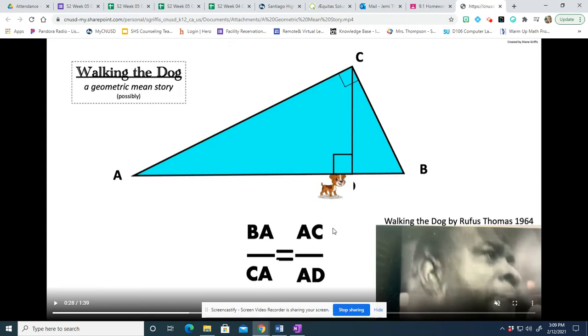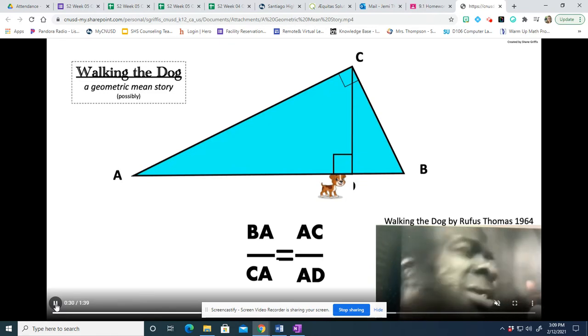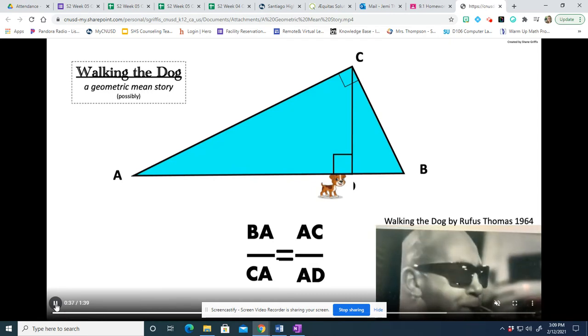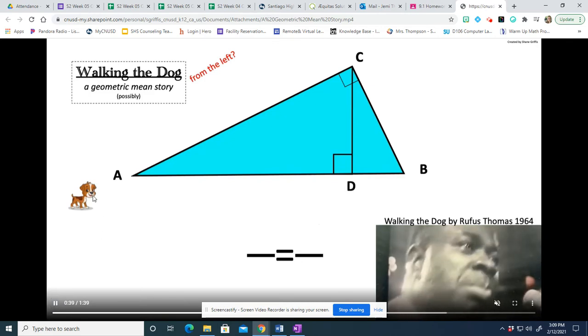So when I go back and talk about the rule, it says that the leg, AC, is the geometric mean between the entire length of the hypotenuse and the piece of the hypotenuse adjacent to the leg. Okay. It's going to do it again from the other side, just to really drive this point home. Okay, so now it's starting from the other side.